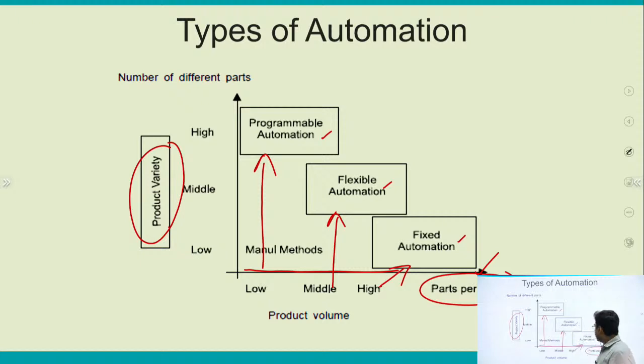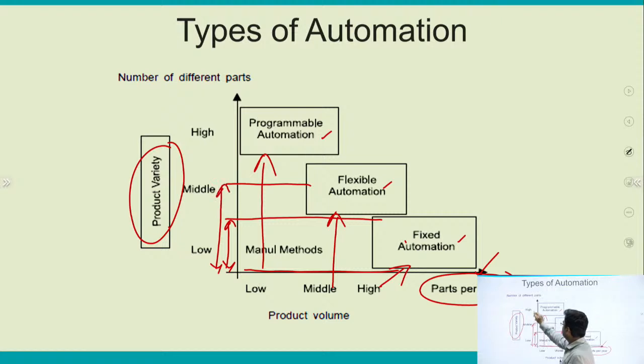Another thing to be noticed here is the product variety. The product variety in the case of fixed automation is less, this is less with respect to flexible automation and with respect to programmable automation. So if we talk about product variety, where the quality should be very good, then we use a programmable type automation system.